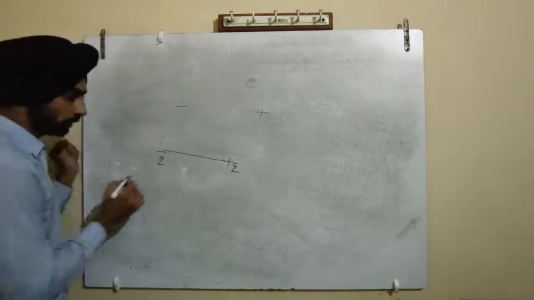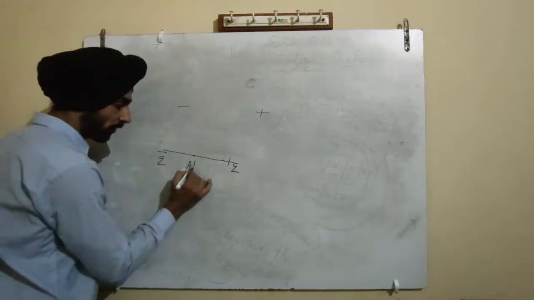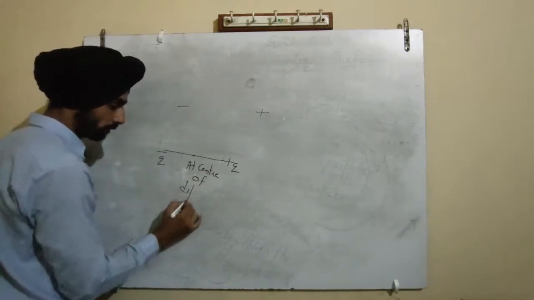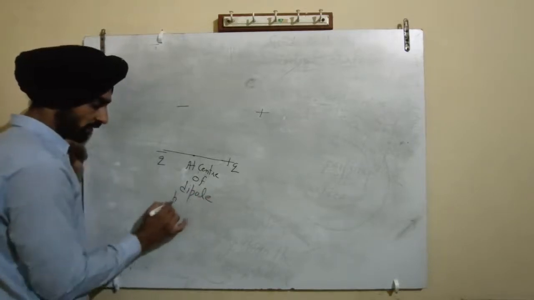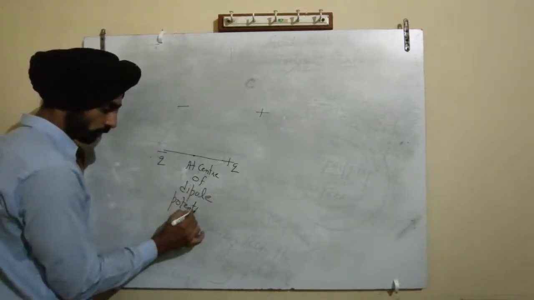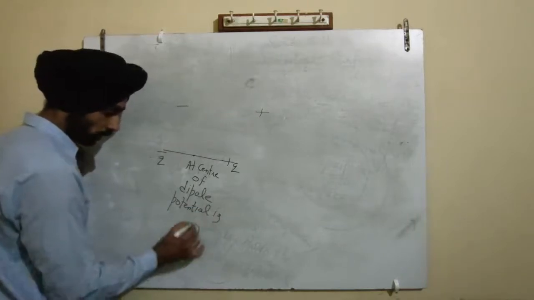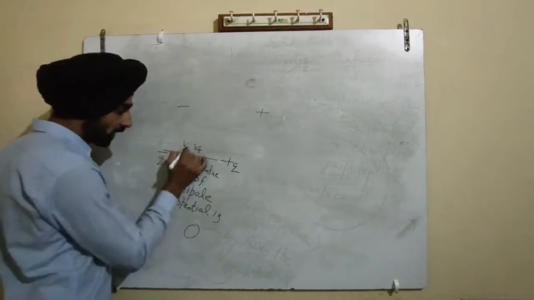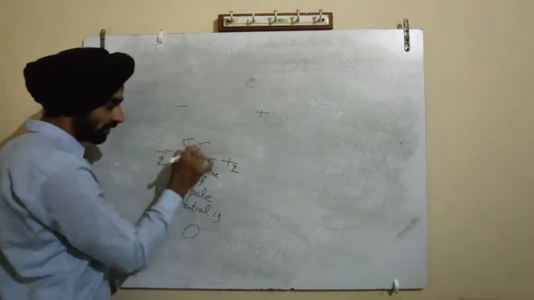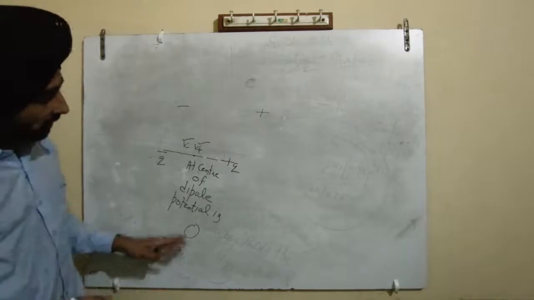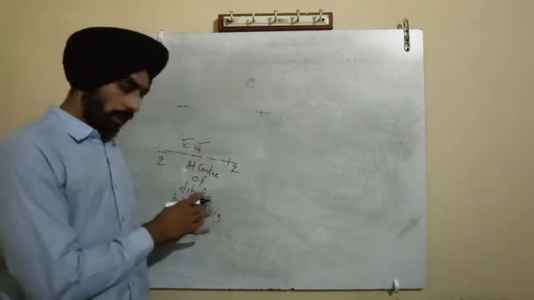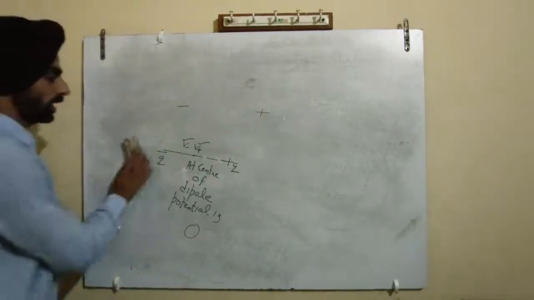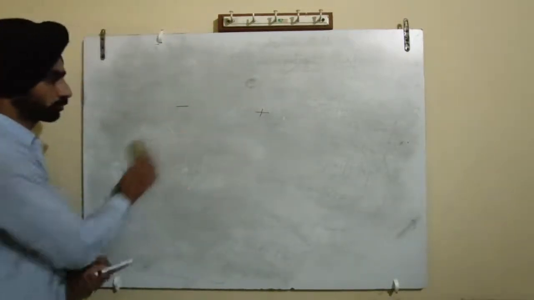This is a dipole now. So at the center of the dipole, potential is 0. Here V plus will act and V minus will act. Same V plus, same V minus, they will cancel out each other and there will be 0 potential at the center of a dipole. Note down this point. The potential is 0 at the center of a dipole.